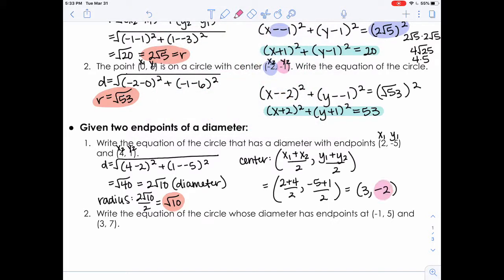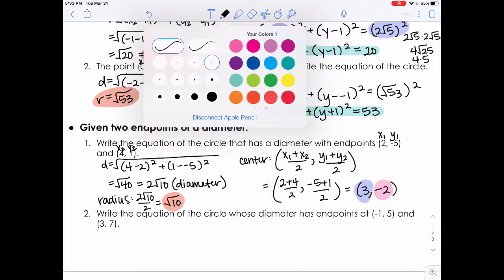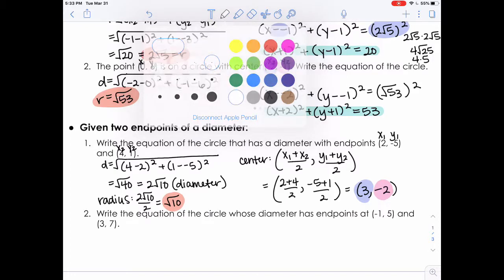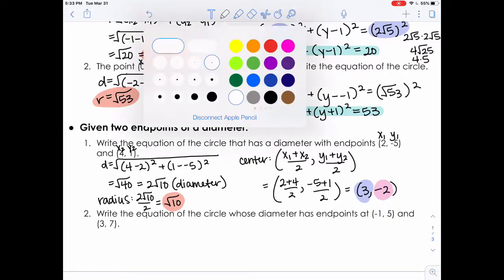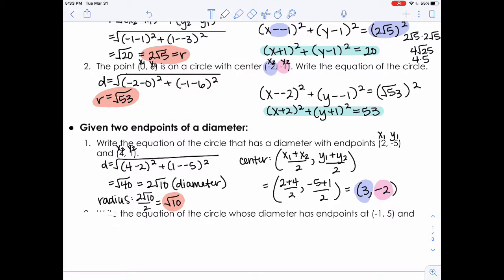I'm going to go ahead and label those. Also, I'm going to white out this second problem so that I have room to write. Bear with me. Okie dokie.